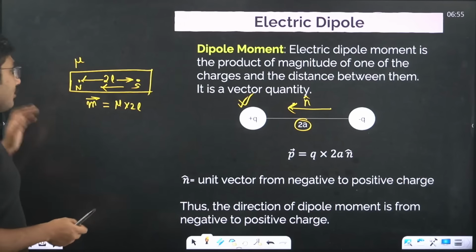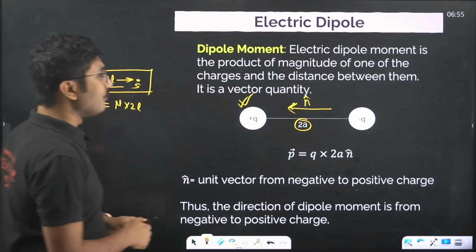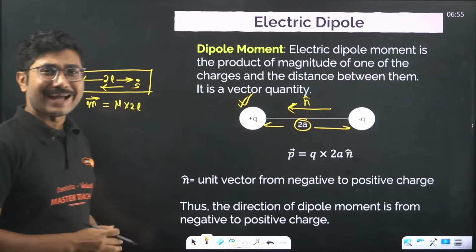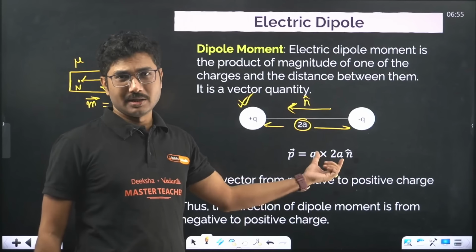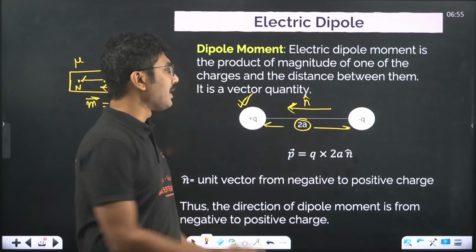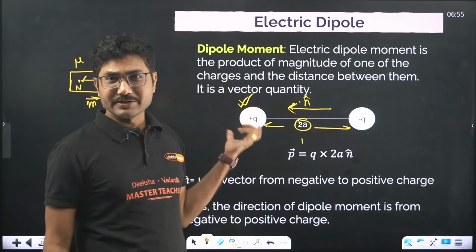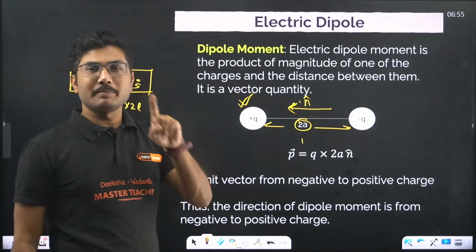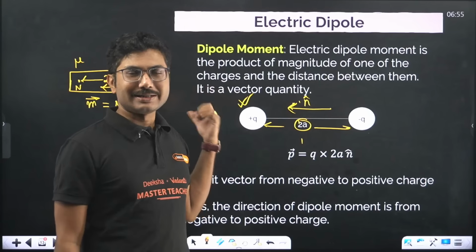Now you also have to remember very carefully that sometimes they will give you this distance directly, and in that case you do not multiply with this extra 2 factor. Okay, the extra 2 factor comes only when half distance is given. If the midpoint distance is given, in that case you multiply 2a, otherwise do not multiply 2 if they only give you the distance between the charges and one charge.